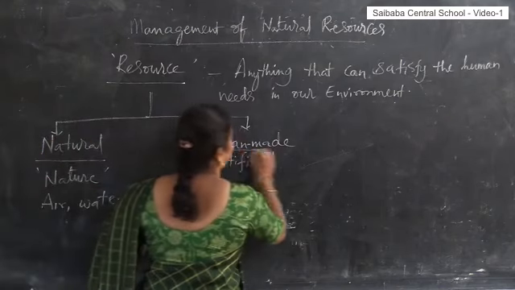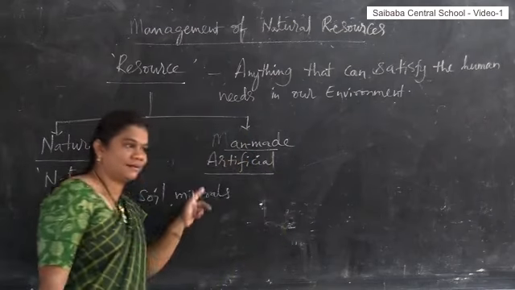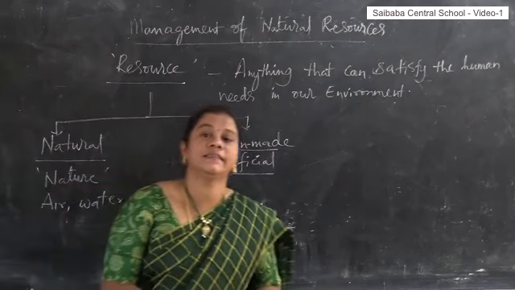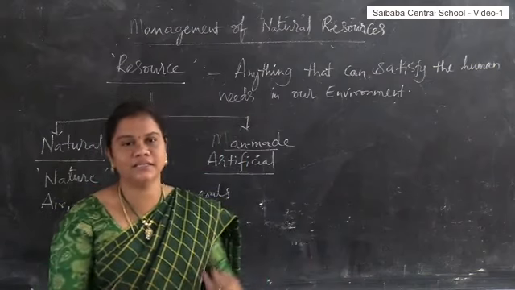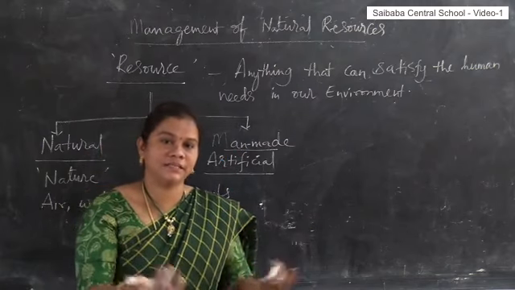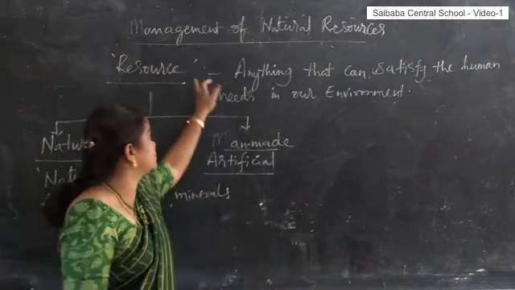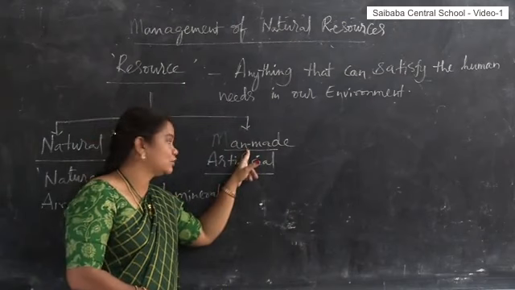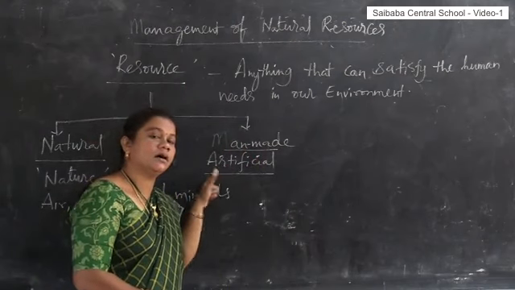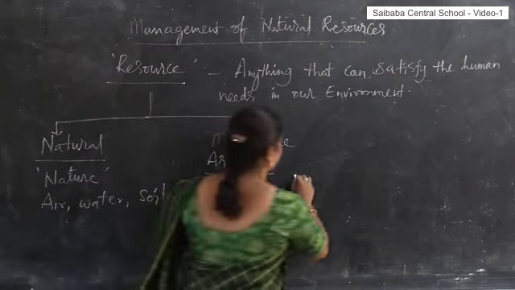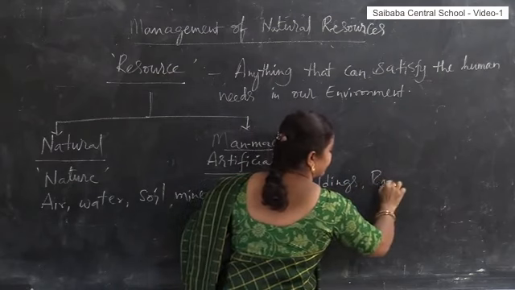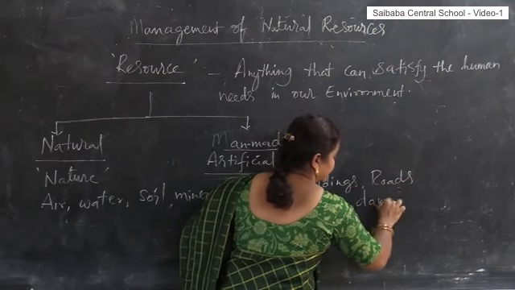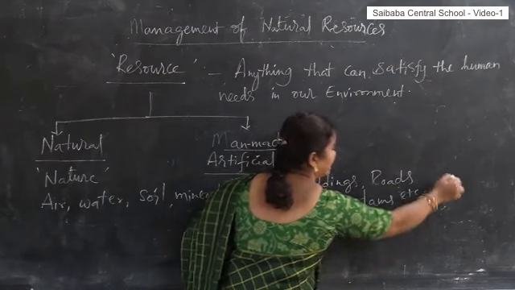Come to the next category. What is it? Man-made or artificial resources. The name itself is telling that they are man-made, made by man to satisfy his needs. Man made some things in the environment. Such resources which are made by man are called man-made resources or artificial resources. Examples you can write here: buildings, roads, dams, etc.